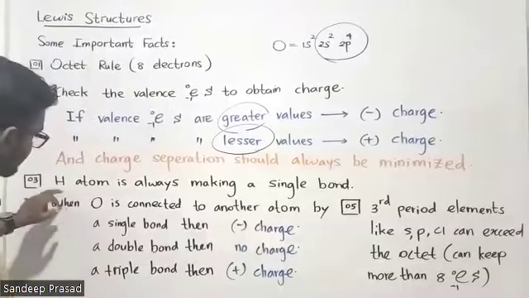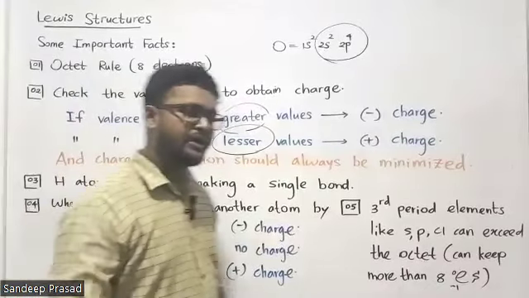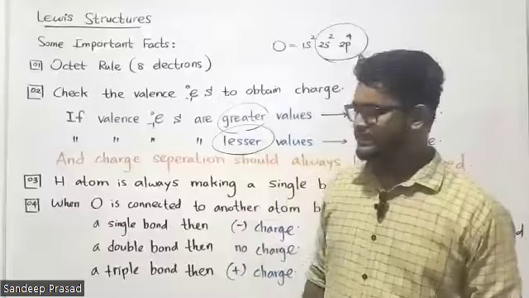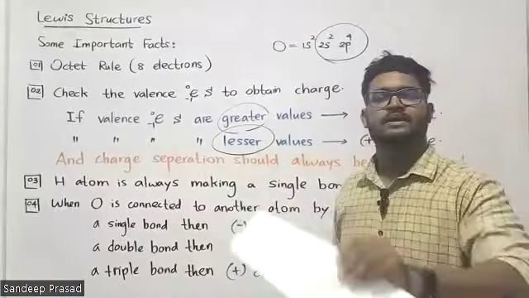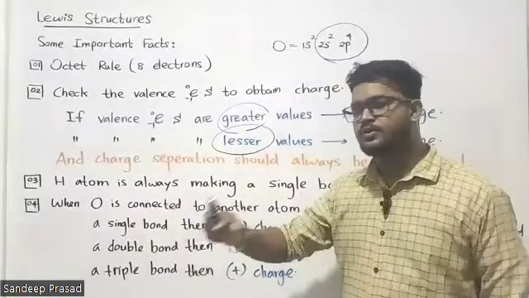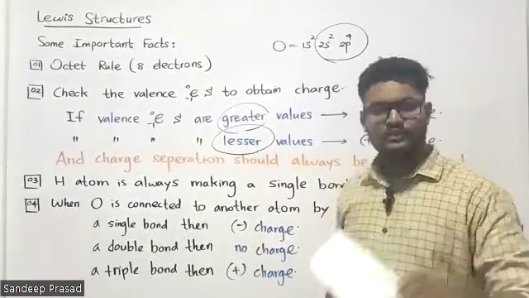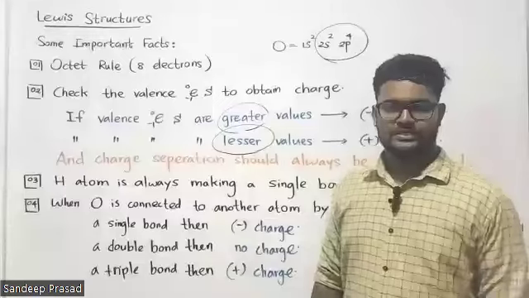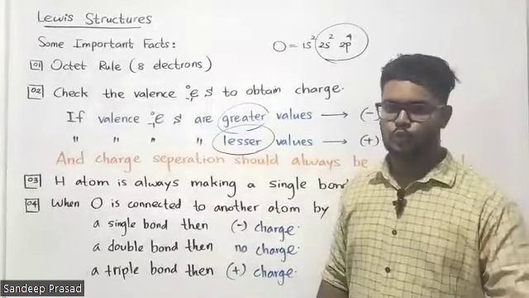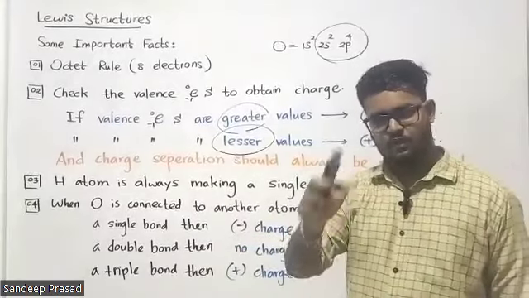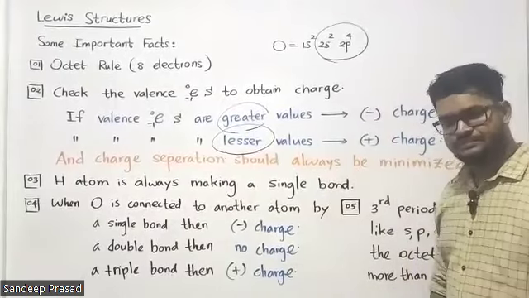Look at the third point. A hydrogen atom always makes a single bond. Students, in the Lewis structures that we drew, did you see hydrogen making a double bond? No, hydrogen never makes a double bond, because hydrogen belongs to the first principal energy level, so it can keep only two electrons. In the first principal energy level, the maximum number of electrons that can exist is two. Therefore, hydrogen makes only one bond, always.